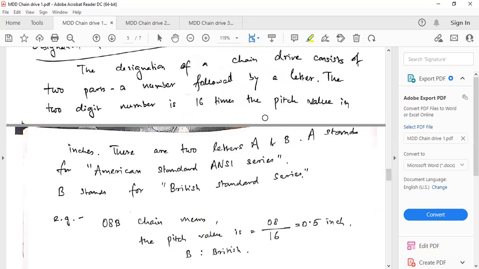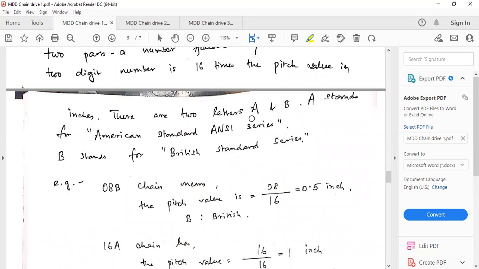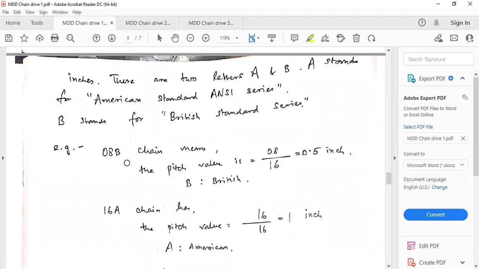the pitch. Okay, so here capital A means American Standard Series, ANSI. ANSI is an organization, and then B means British Standard Series. So all over the world they follow these standards. So if this is 08A, 08B, 16A, something, that means we end this designation with A or B, capital A or capital B. Then before that we write a 2-digit number. If it is a 1-digit number, then we put 0 before that.